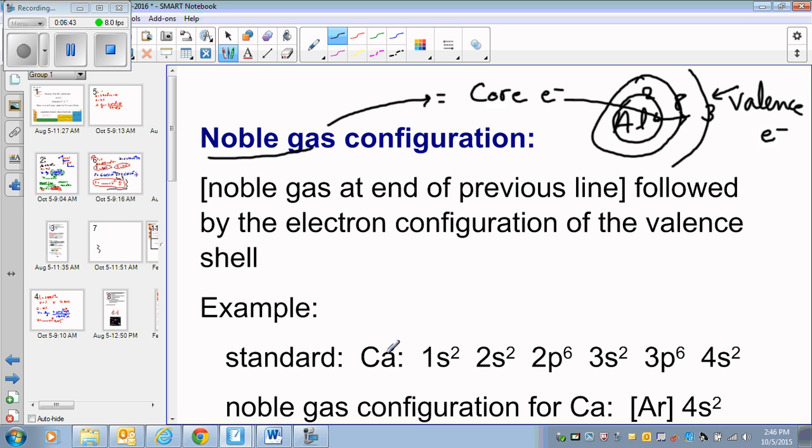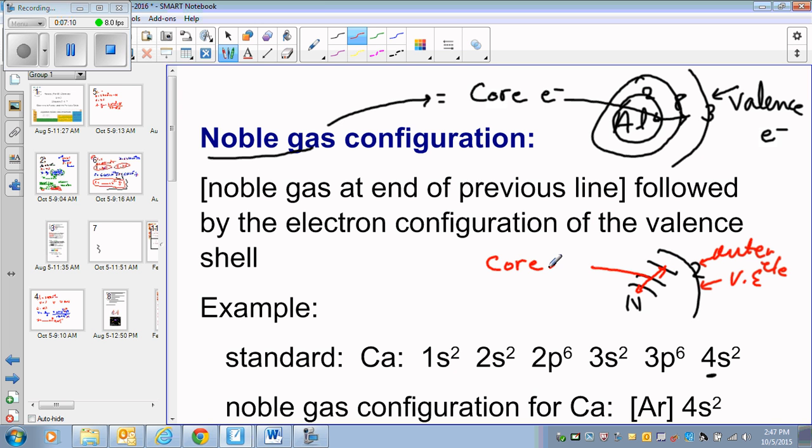So if I have calcium, 1s2, 2s2, 2p6, 3s2, 3p6, 4s2, this 4 is telling you that it's the fourth energy level, 1, 2, 3, 4, and it has 2 electrons. The 2 are the valence electrons and this is the valence shell because they are outer electrons. Outer electrons are called valence electrons. And everything that's inside, between the nucleus and that valence shell, are called core electrons. So I'm going to replace the core electrons, which are all these, with a noble gas.